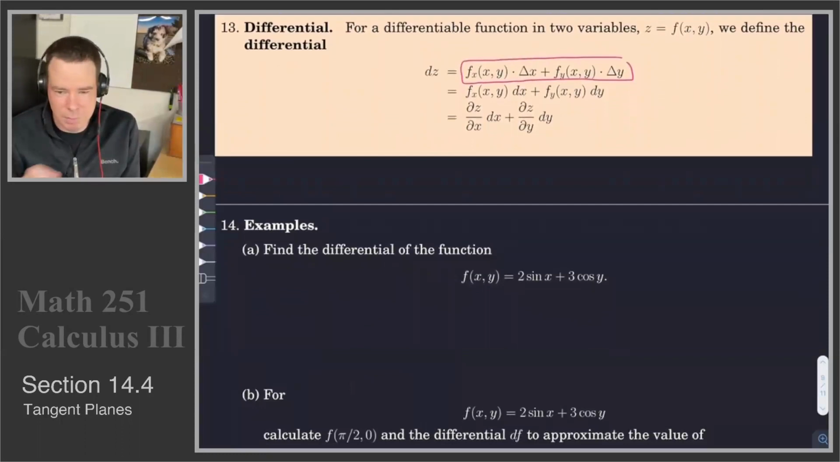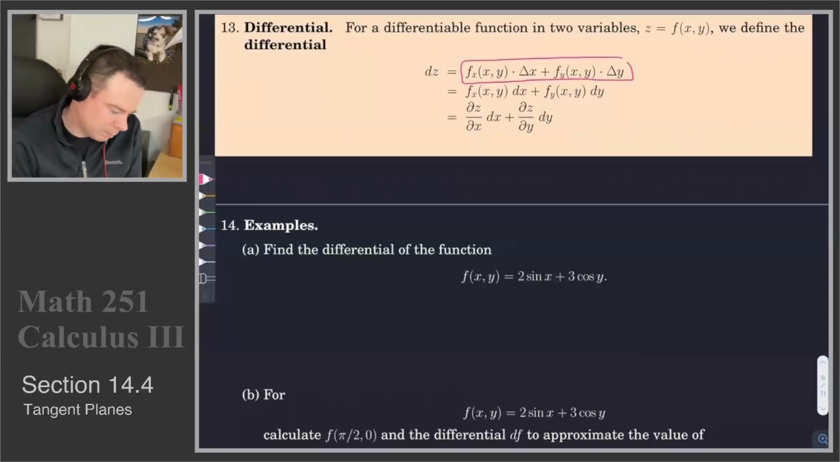If I change my input by dx and dy, so I move one of the input values a little bit, the dx value, and I move the other input variable by a little bit, namely the dy value, then this tells me how my output has to change.